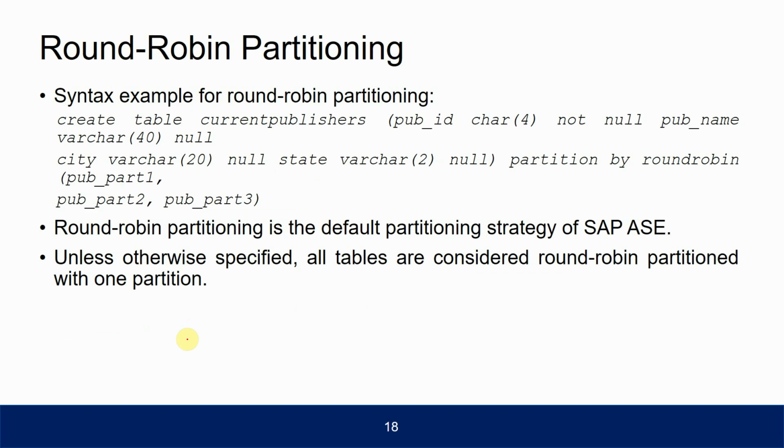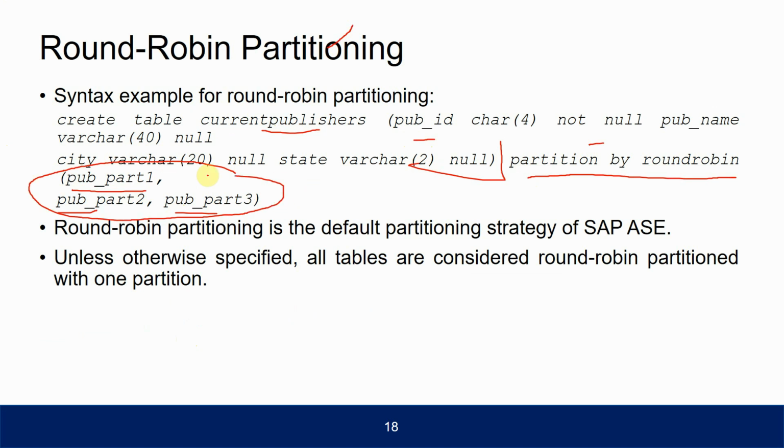The default one was round robin. The fourth one, syntax example of round robin partitioning, is quite simple. Create table current publishers, publisher ID not null, publisher name varchar, city varchar. Up to here is okay, but important for us is partition by round robin, and you specify partition 1, partition 2, partition 3. So we are creating 3 partitions, and the data will go in round robin format, 1 2 3 1 2 3, in the 3 partitions.